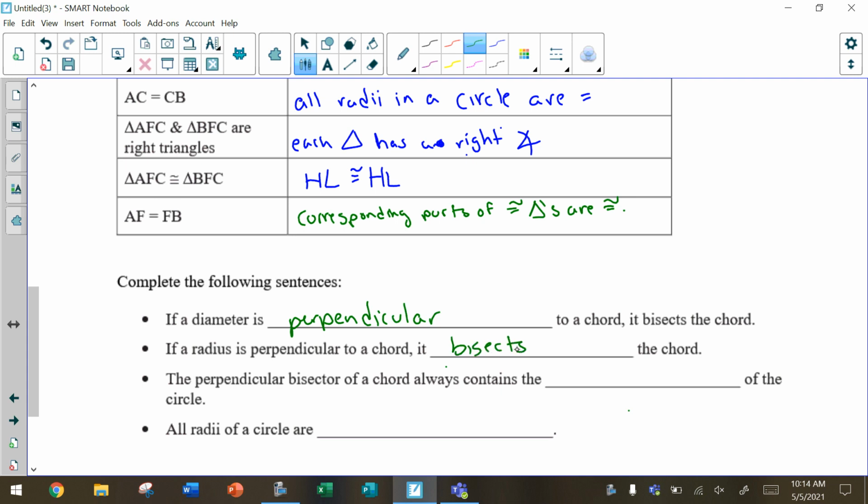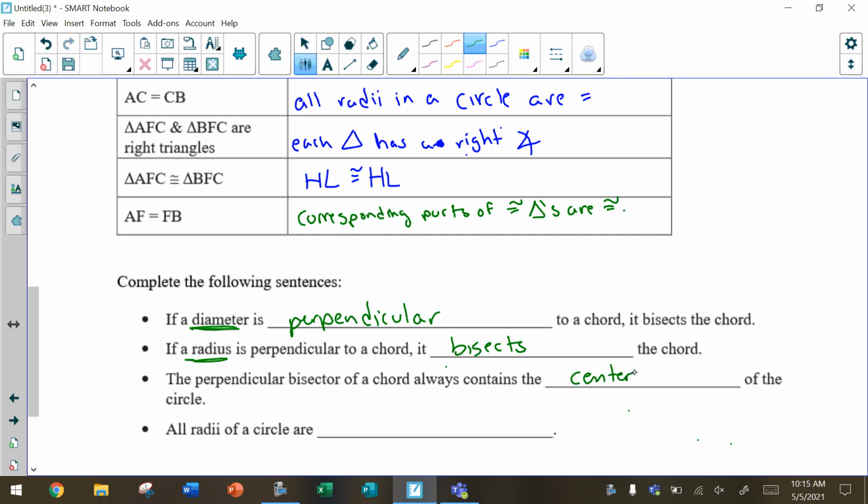So it's the same sentence two times in a row. I changed where the blank was, and I just changed diameter to radius. It's the exact same sentence. If a diameter is perpendicular to the chord, or if a radius is perpendicular to the chord, it bisects the chord. The perpendicular bisector of a chord always contains the center of a circle.